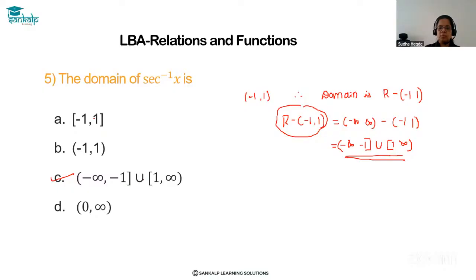So the domain of secant inverse is -infinity to -1 closed interval -1 union closed interval 1 to infinity. Got it right? You can rearrange according to the option. Thank you.